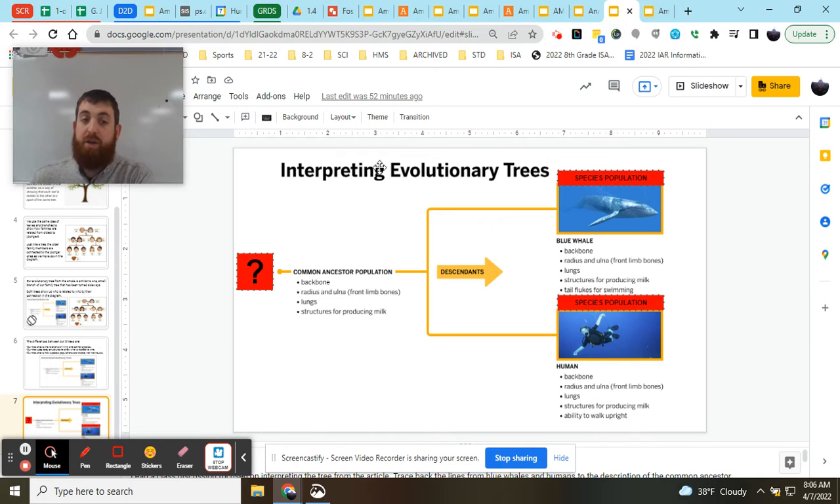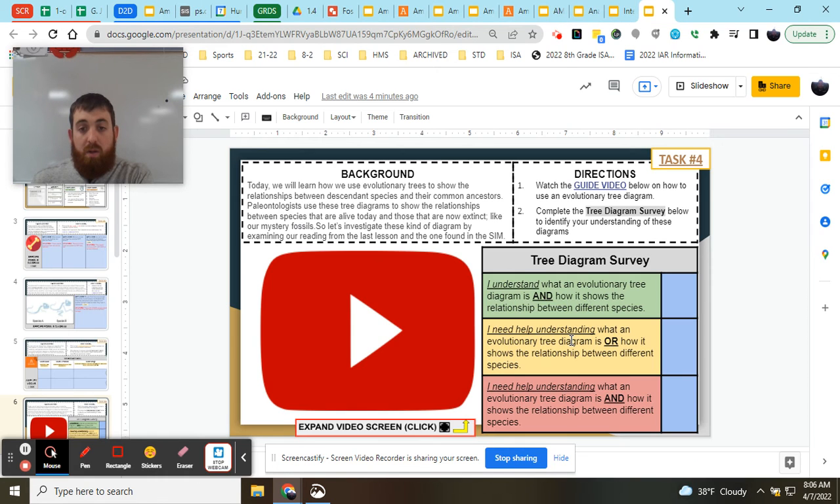So this evolutionary tree is like a family tree. It's one specific set of branches. It shows our populations. It uses different shared structures to show who's related. And with ours, we don't necessarily know what the common ancestor is, or the ancestor of our two descendants, but it helps us figure out who's related to who. So that's what an evolutionary tree diagram is, and how we show the relationship between species.